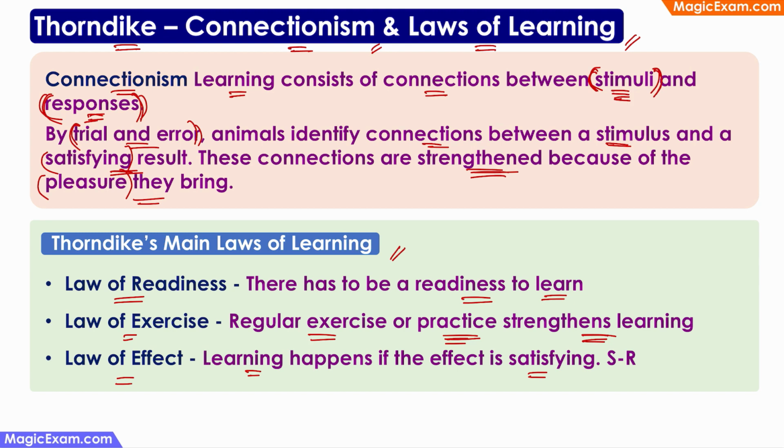In case of a candle flame, when I put my finger in the candle, then I realized it causes pain. So the most satisfying result is when I see a flame, I should not put my finger in the flame. So that negative response that I'm giving gives me the most satisfying result. Right? Therefore, I learned that I should not put my finger in the candle flame. So that's how the law of effect happens, that learning happens if the effect is satisfying. So these are the concepts of connectionism and the laws of learning.